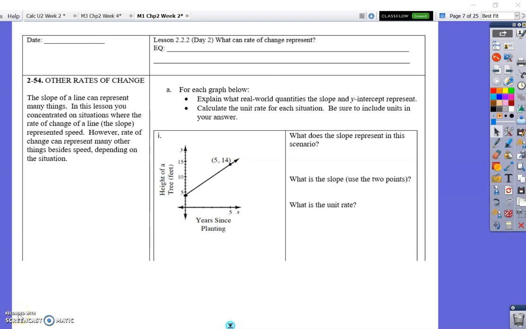Okay, so yesterday we were talking about the tricycle race and rates of change in general. Now we're going to kind of go into some specifics. So our title today is what can rate of change represent? And so we're going to start with other rates of change.